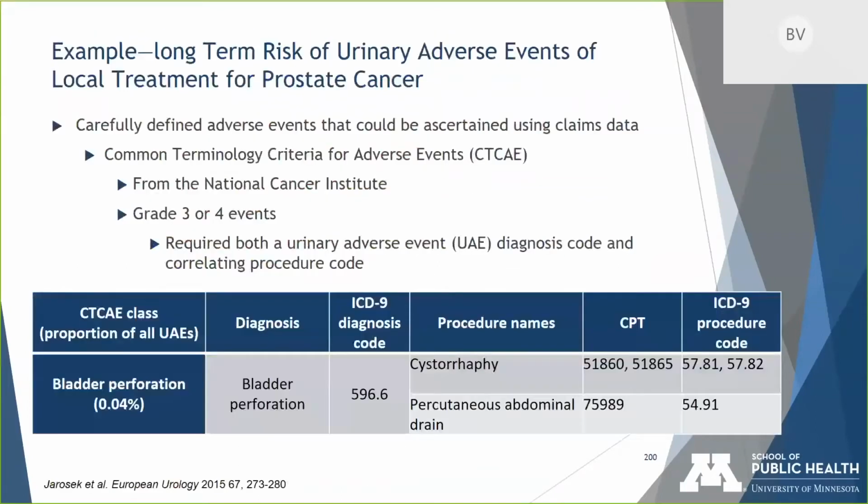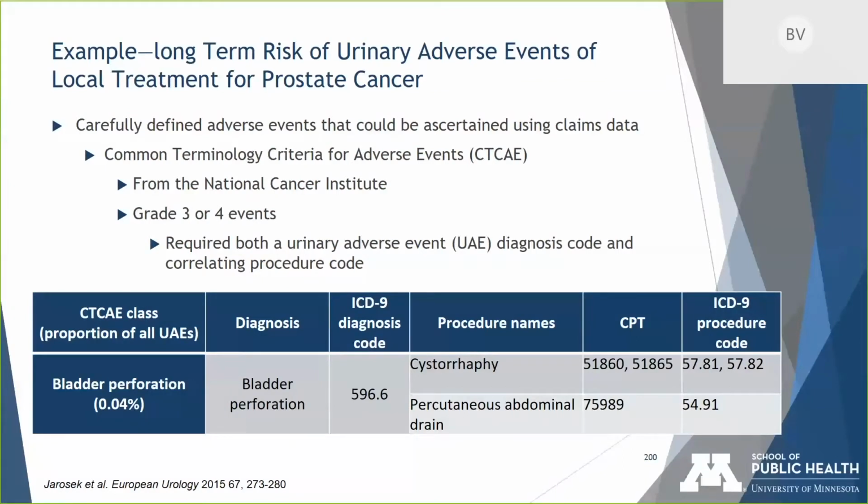Another example, this is from the same study, and I apologize that this reference didn't appear in segment 3, but the table 1 that I was referencing in segment 3 comes from this paper. What we wanted to do was look at the long-term risk of urinary adverse events following local treatment for prostate cancer. And so we tried to carefully define adverse events that could be ascertained using claims data. And using the common terminology criteria for adverse events, we were looking for things that were pretty severe, or grade 3 or 4 events.